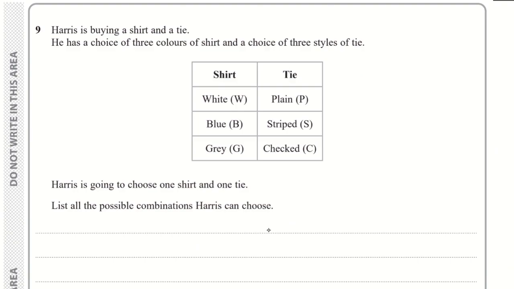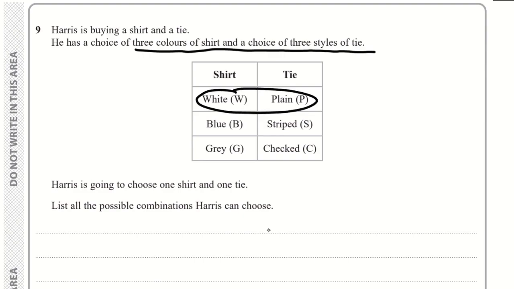He has a choice of 3 colors of shirt and a choice of 3 styles of tie. Okay. From this table, we can see white, blue, gray, plain, striped, and checked. Harris is going to choose 1 shirt and 1 tie. List all the possible combinations Harris can choose. So Harris can choose white and plain. He can choose white and striped. He can choose white and checked. So that's how we're going to do all the combinations.